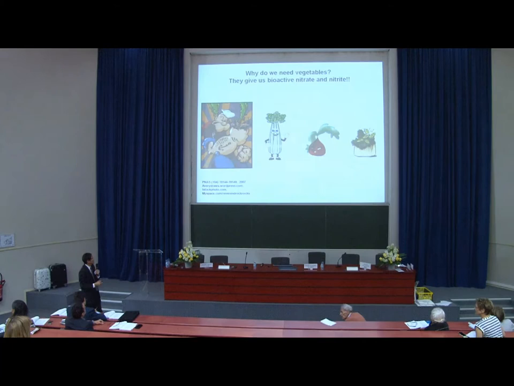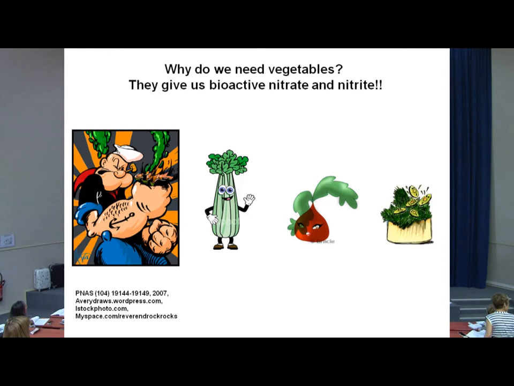So now back to the major focus of this conference, why we need vegetables. I think this is very obvious that vegetables provide us the bioactive nitrate and nitrite. So without the consumption of vegetables, we probably do not have enough NO precursors. So that would create problems with cardiovascular systems.